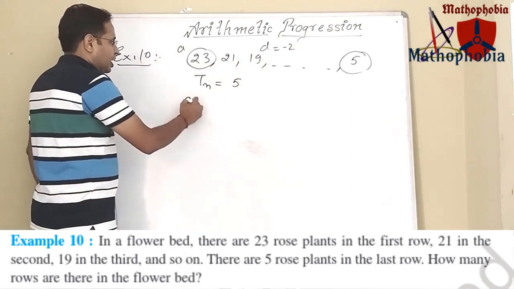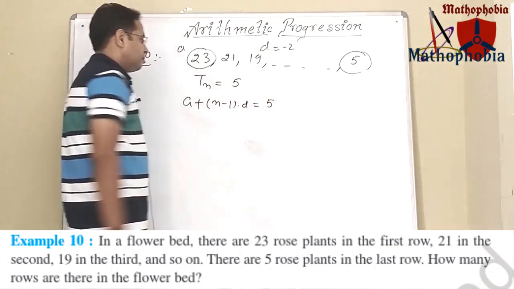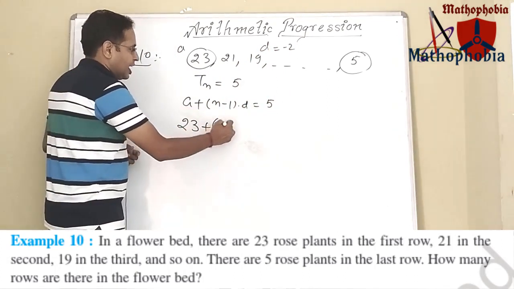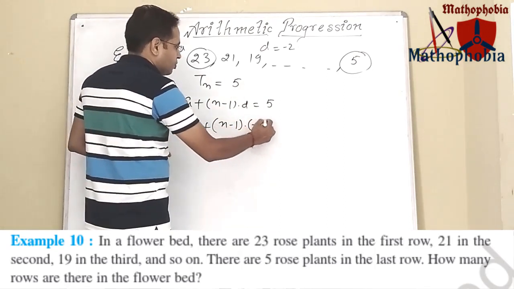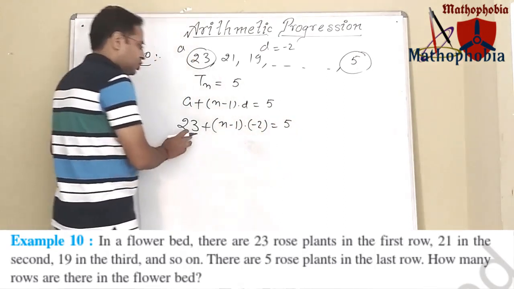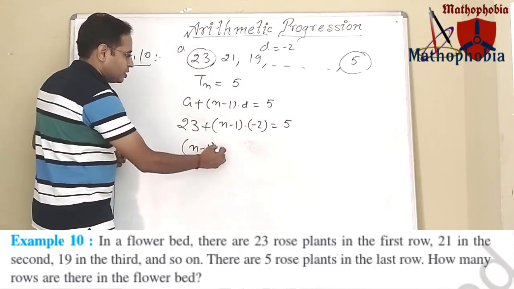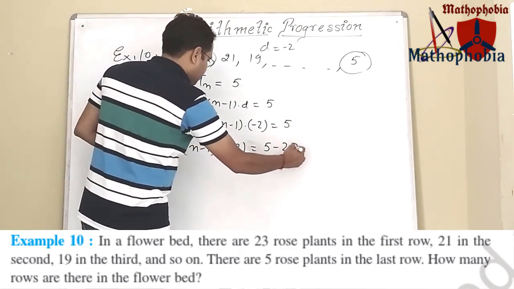So we'll apply the formula A plus n minus 1 into D. We need to find out the value of n. A is 23, let's place it. Then n minus 1, and D is how much? D is minus 2, equals 5. This 23 you take to the right hand side. You will get n minus 1 into minus 2 equals 5 minus 23.